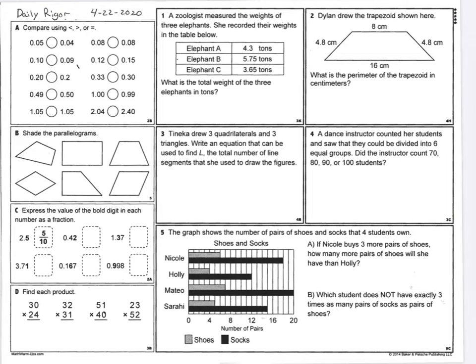All right. Number 1, a zoologist measured the weight of 3 elephants. She recorded their weights in the table below. What is the total weight of the 3 elephants in tons? Okay, so all you're going to do is look at your chart there, and you're going to add. Remember, when you add decimals, you have to line up the decimal, and then you have to fill in the holes with zeros. When you add the 3 together, you will get your answer.